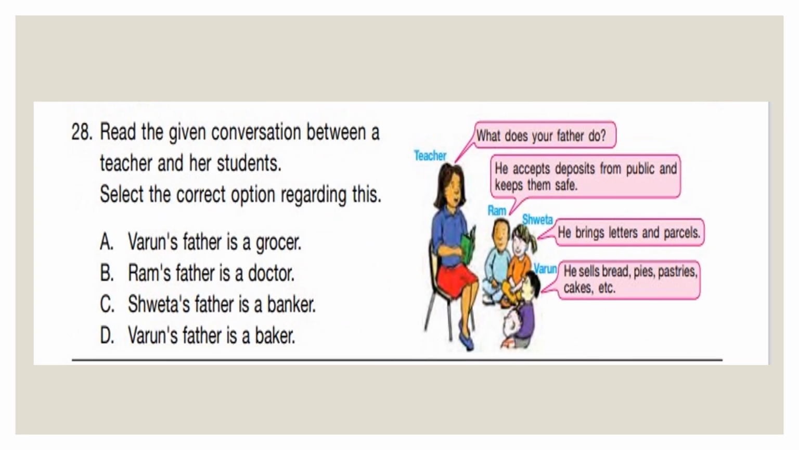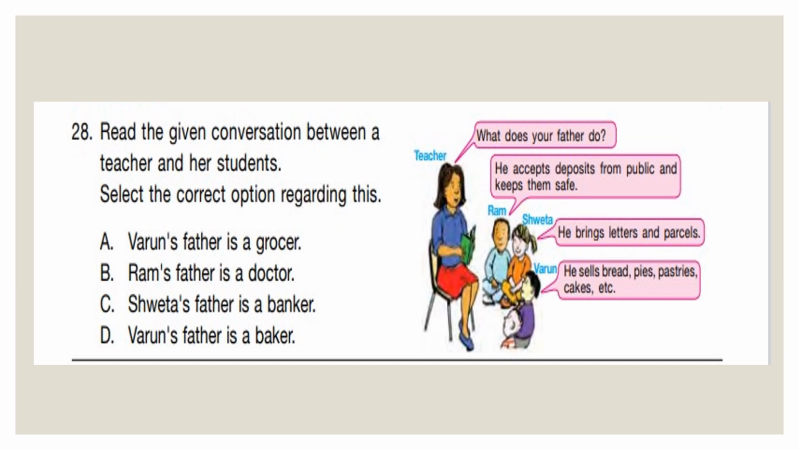Question number 28. Read the given conversation between a teacher and her students. Select the correct option regarding this. Option A. Varun's father is a grocer. Option B. Ram's father is a doctor. Option C. Shweta's father is a banker. Option D. Varun's father is a baker.